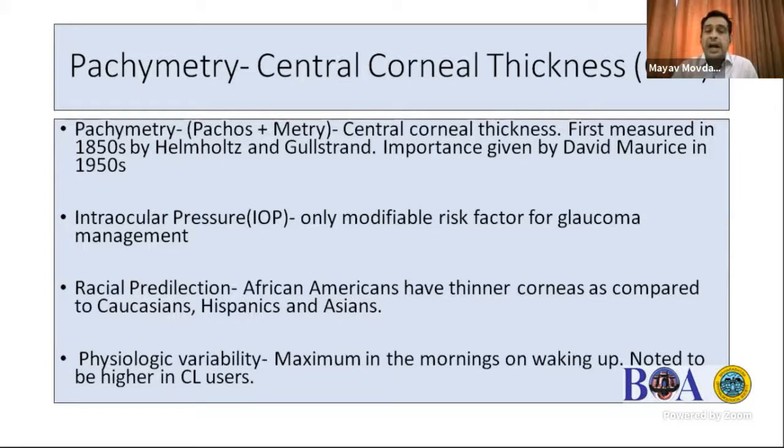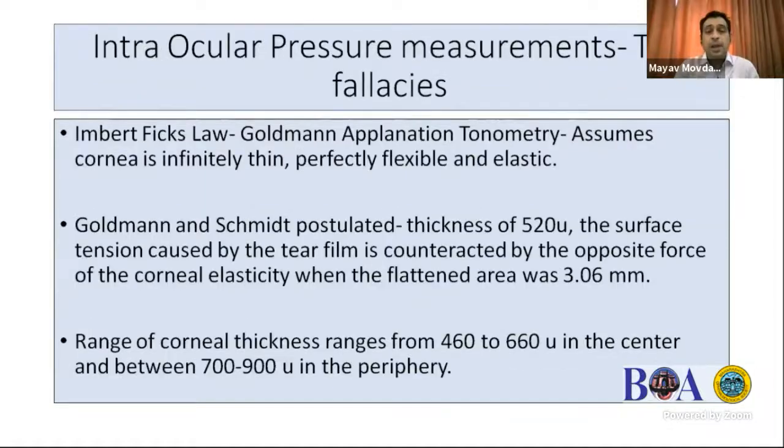And physiologically, there is enough diurnal variation where you see thicker corneas in the morning, and also in contact lens users. Goldmann applanation tonometry, which is the gold standard as far as IOP measurement is concerned, is based on the Imbert-Fick law, which we all know assumes the cornea to be infinitely thin, perfectly flexible and elastic, which it is not, and hence it is fallacious.